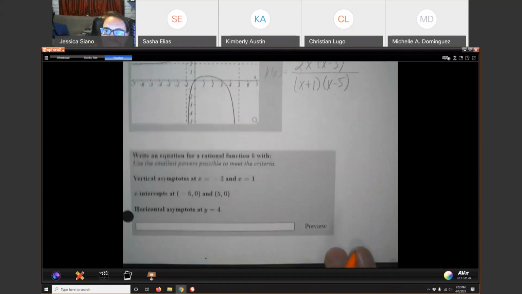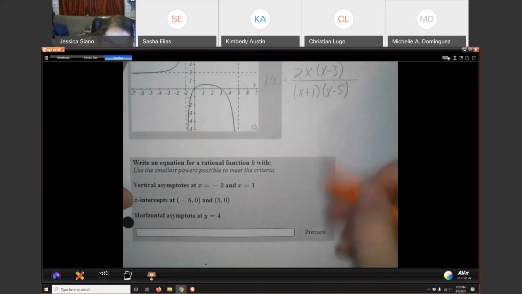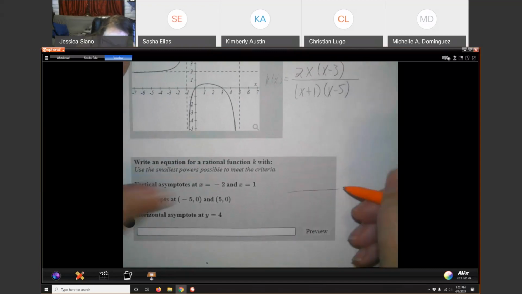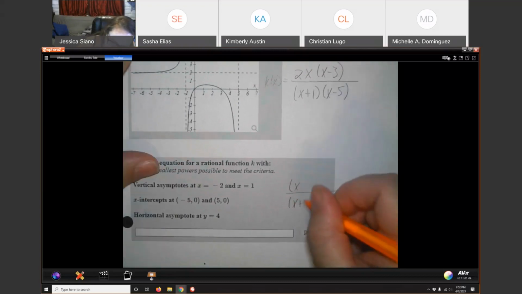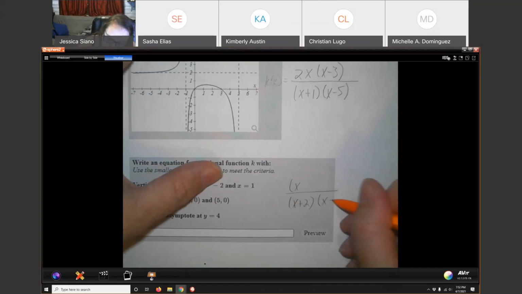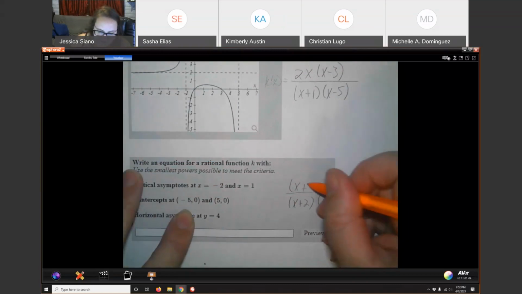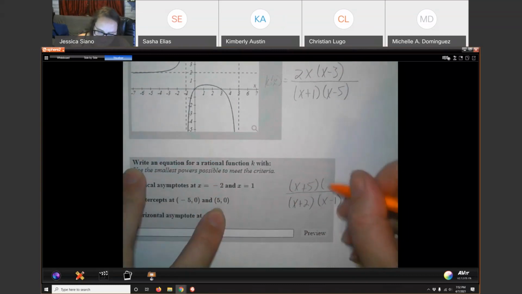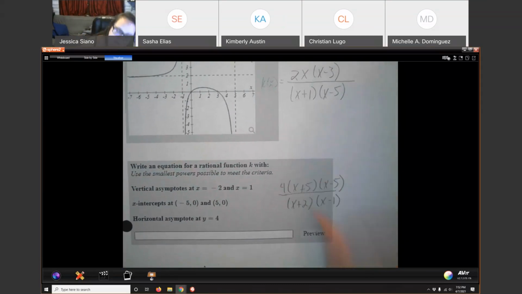And so then we're going to do the same thing down here. A vertical asymptote at -2 means x plus 2, and at 1 means x minus 1, in the denominator. X-intercepts at -5, so that's x plus 5, and +5, so x minus 5. And then a horizontal asymptote of 4 means that I need to have a 4 in the numerator.